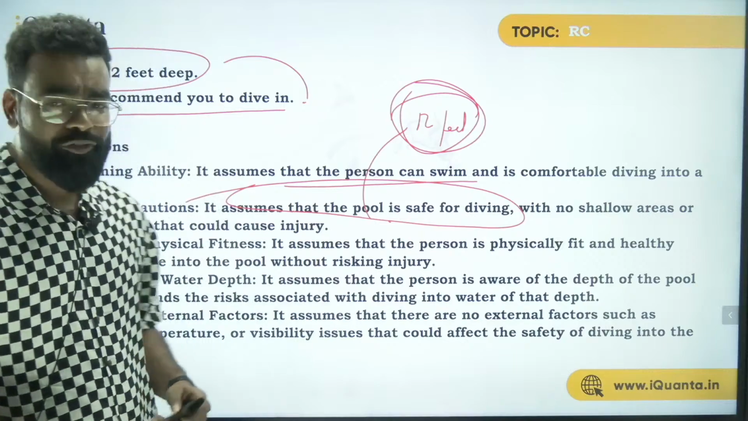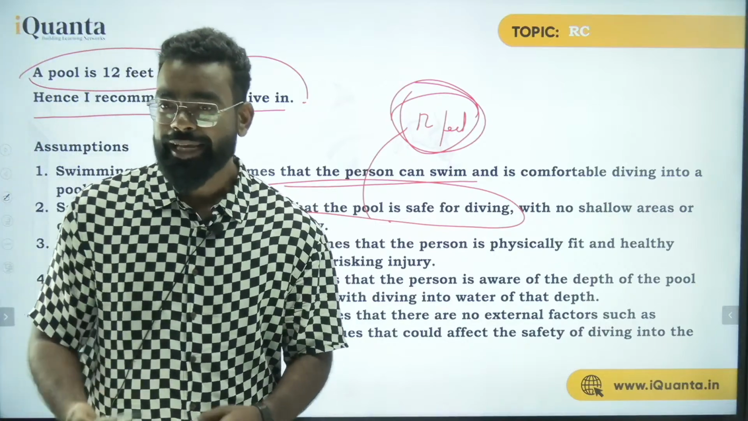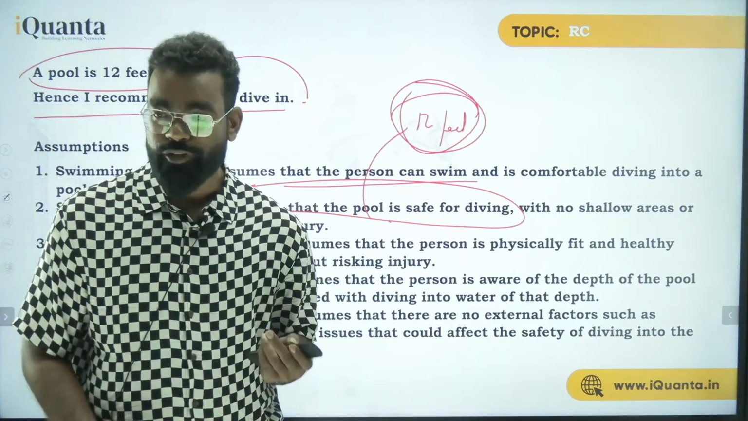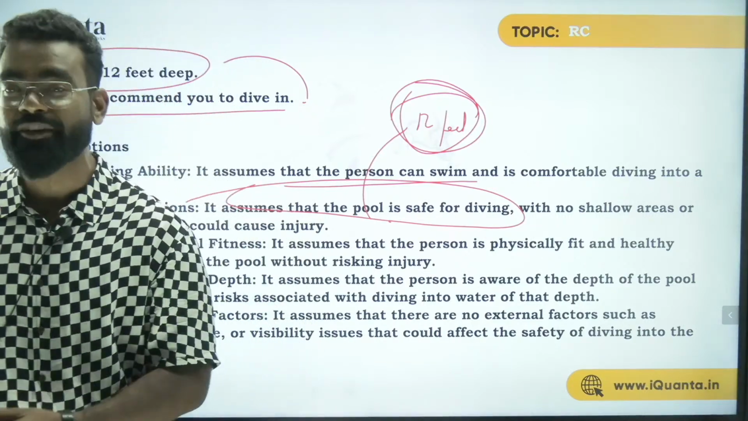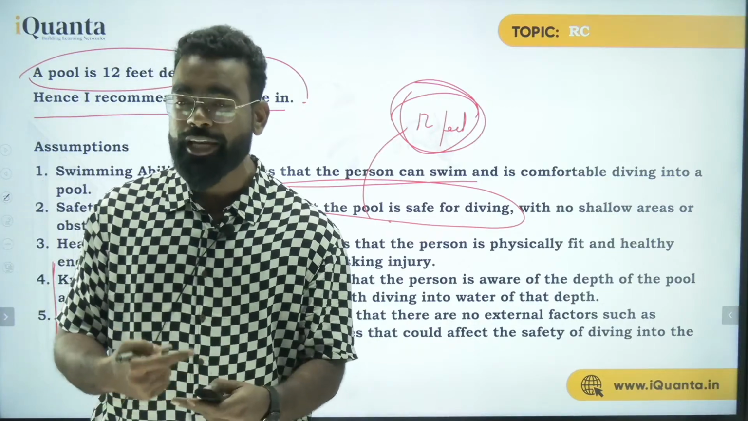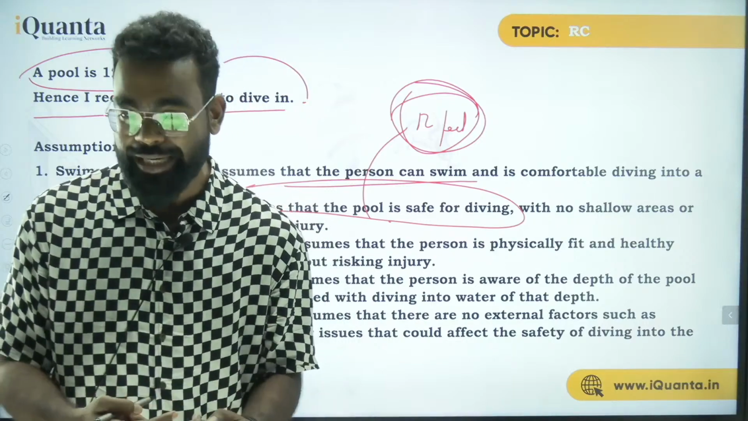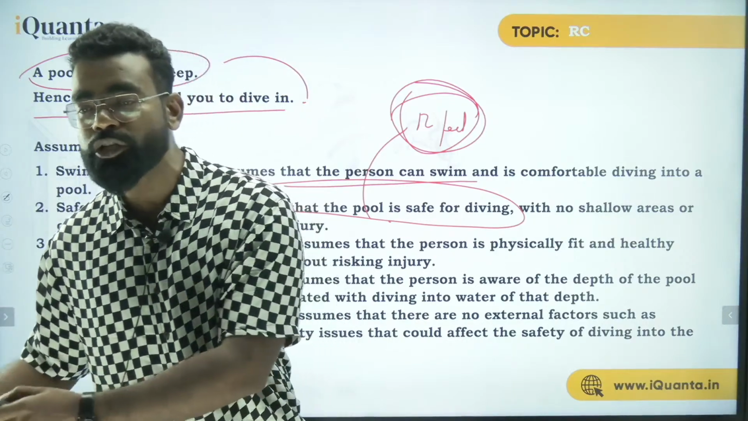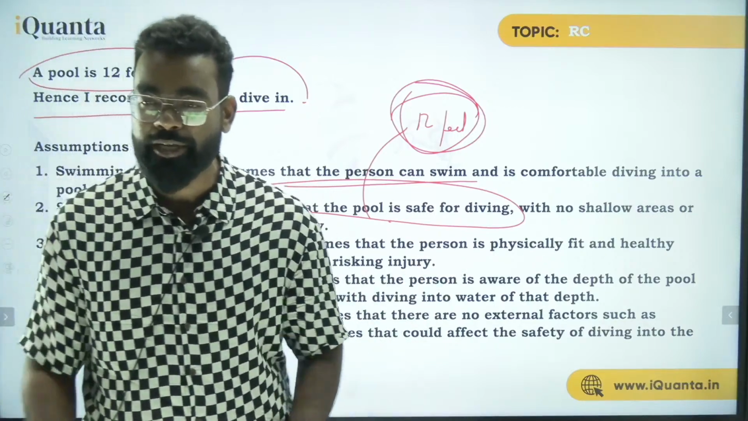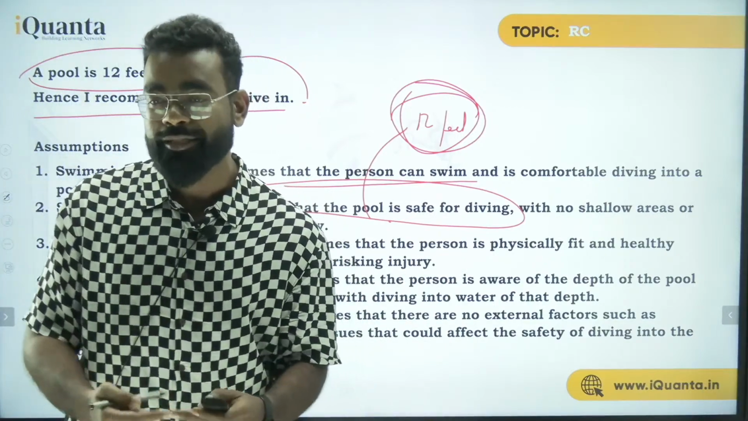Now if I say 12 feet is not a safe thing, then I can say my conclusion might not be correct. If I say, let's say, 12 feet is not a great depth for diving in, then my conclusion will be what? Compromised. You understand? When your assumption is being weakened, generally what happens? Your conclusion gets compromised. If I say 12 feet is not a right depth for diving, then whatever I recommended is not correct.